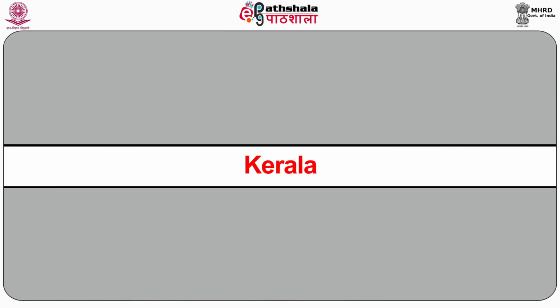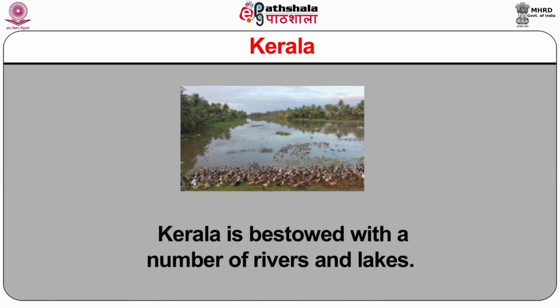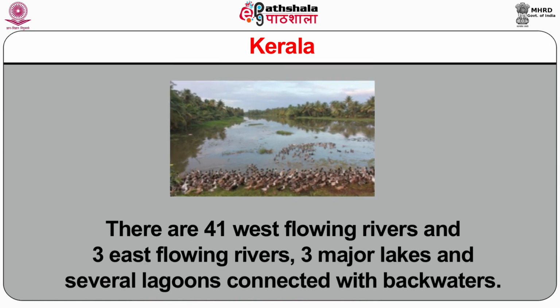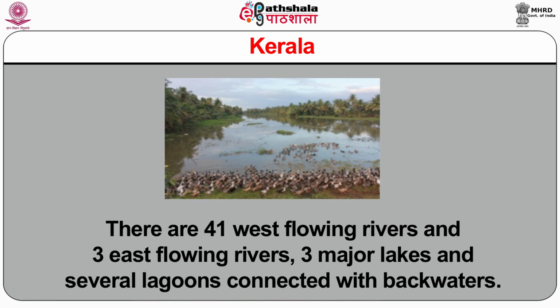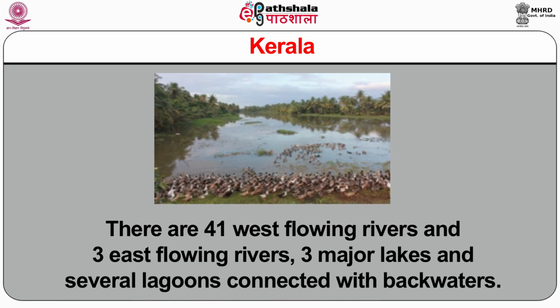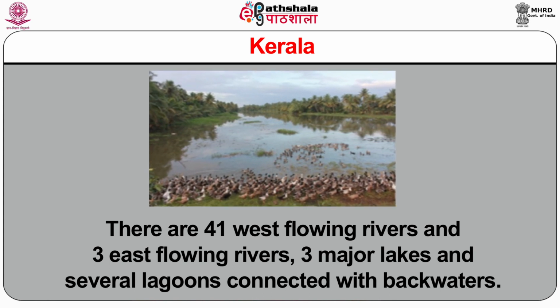Kerala. Kerala is bestowed with a number of rivers and lakes. There are 41 west flowing rivers and 3 east flowing rivers, 3 major lakes and several lagoons connected with backwaters. There are 1,762 major wetlands which are constituted by riverine areas, lagoons, estuaries, waterlogged areas, etc.